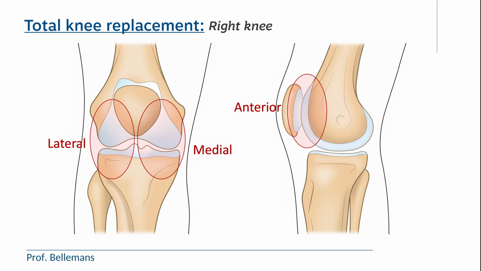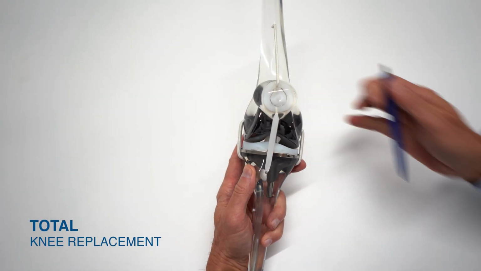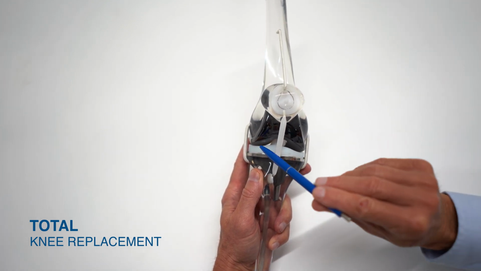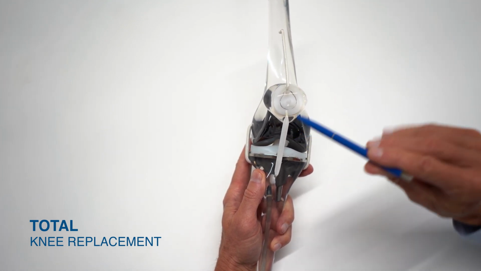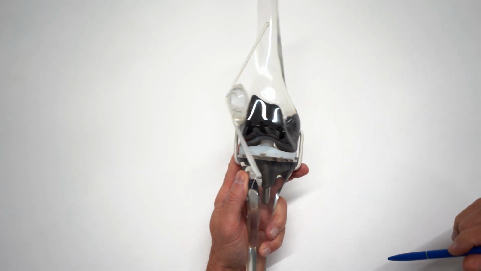In a total knee replacement, the whole knee, so the three parts, are replaced all at once, and that is done by a total knee prosthesis, which is basically the three parts together. You see that here in this model, where the three parts are replaced by the prosthesis, the medial part, the lateral part, and the patellofemoral part. So basically everything is replaced, so that is a total knee replacement.